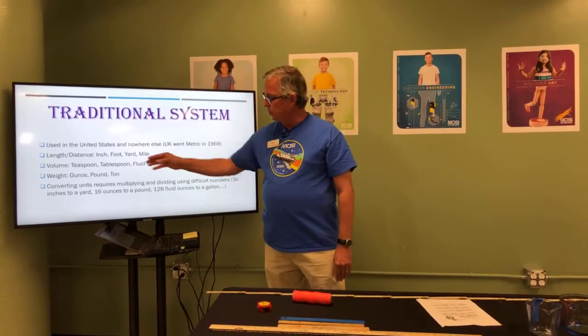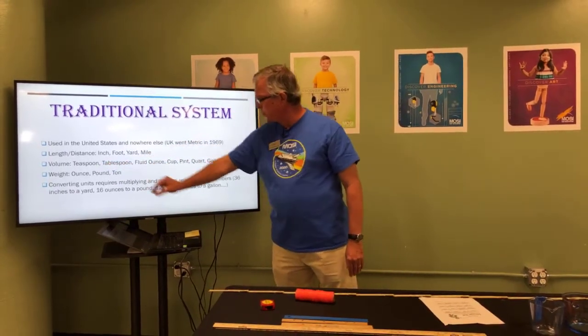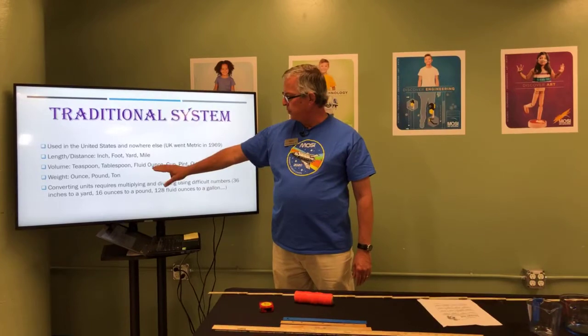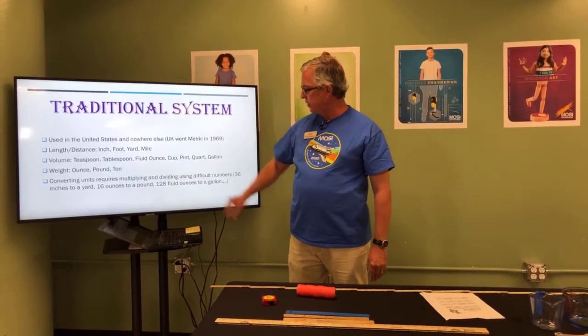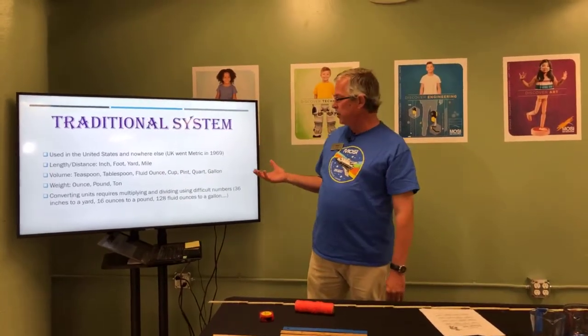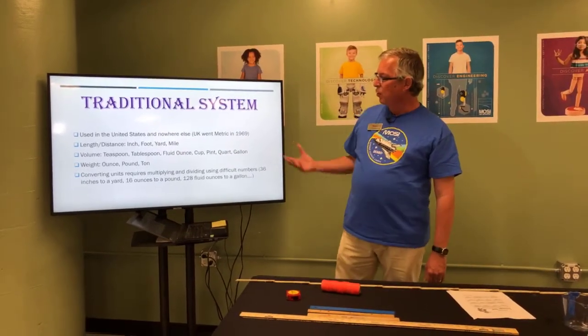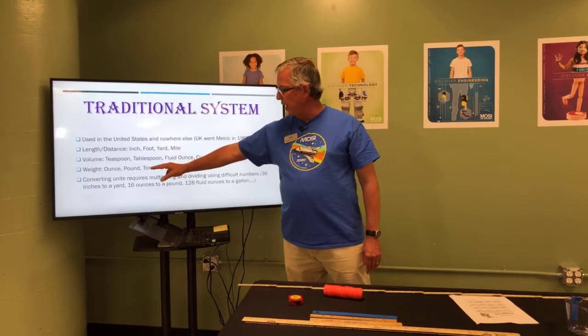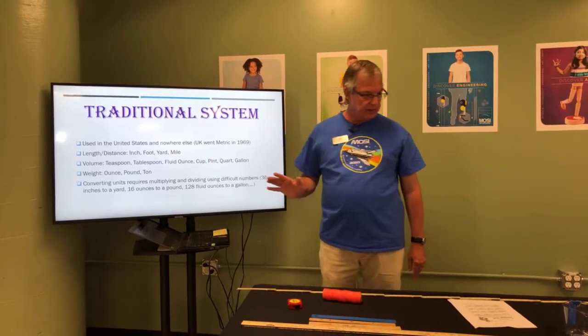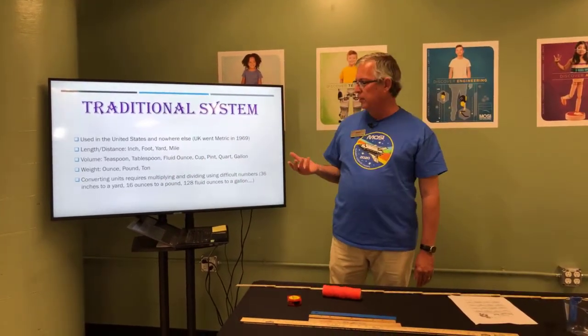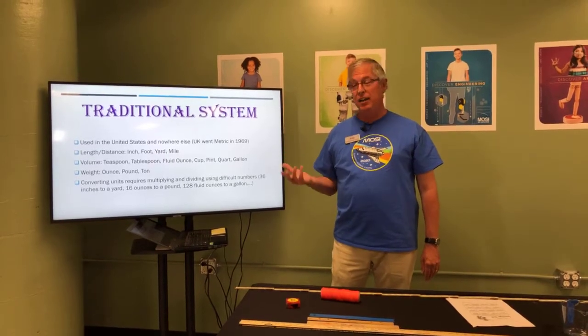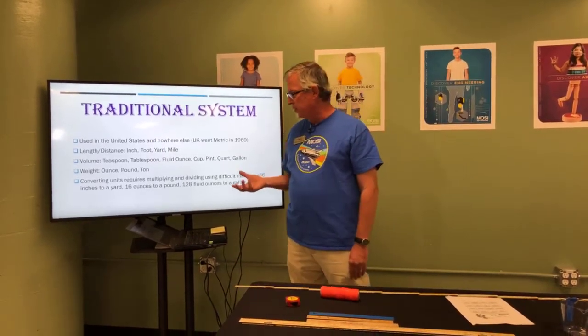Volume, we measure things where they're tiny in teaspoons and tablespoons. A little more stuff, you're talking about fluid ounces and cups. When you're talking about big things that you might drink, you're talking about pints, quarts, and gallons and such like that. Weight, we're talking about ounces, pounds, and tons for showing weight. Fortunately, my weight isn't in tons, it is only in pounds.